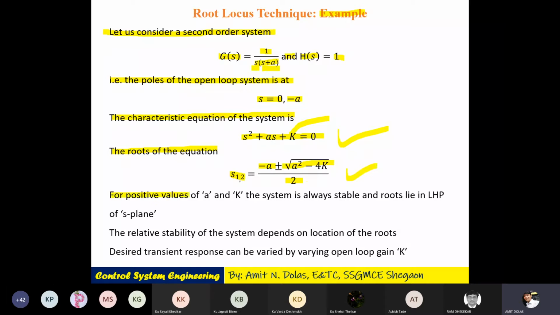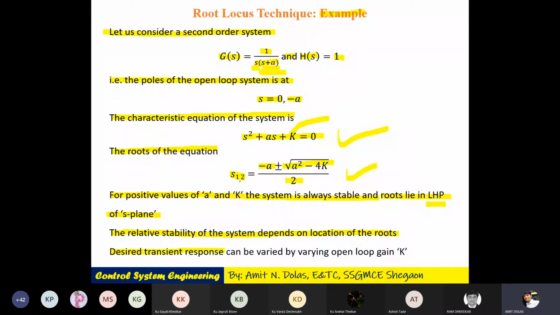For positive values of a and k, the system is always stable and the roots lie on the left hand side of the S plane. That is a stable region that we know. Positive value means you can see here it is S plus A, so S plus A is equal to 0, so S will be equal to minus A. That will be located in the left hand plane of the S graph. The relative stability of the system depends on the location of roots, of course, that is, where the poles are.